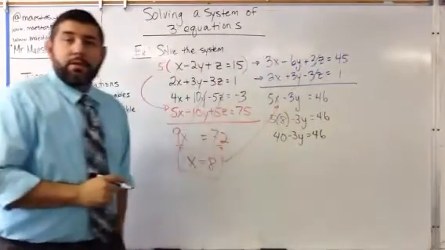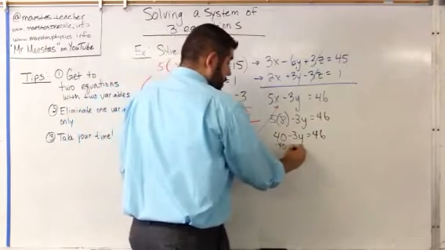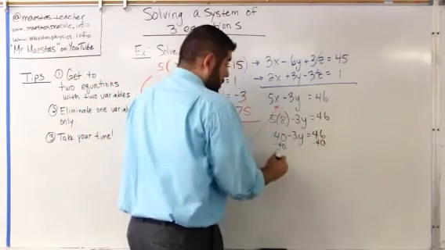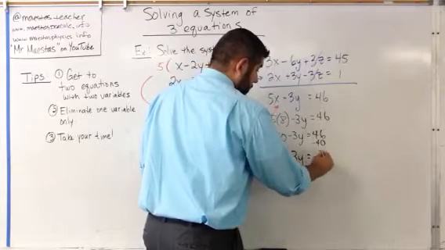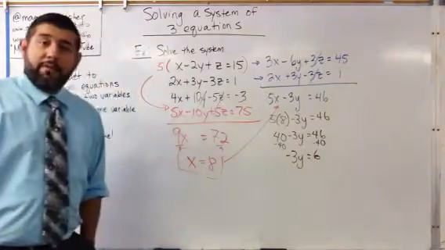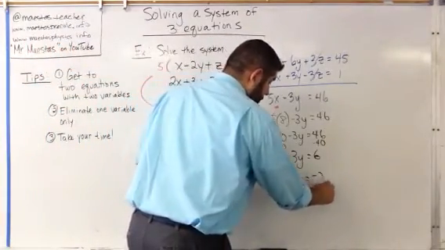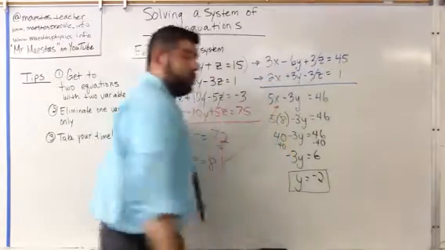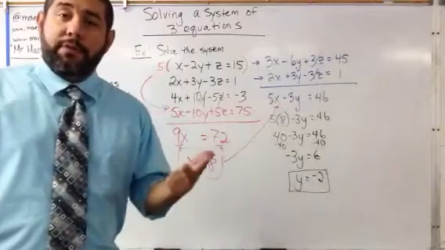46. Subtract 40 from both sides. Positive 6. And then divide by negative 3. And then get y equals negative 2. All right, so we're almost there. We've got x and we've got y. Now all we have to do is find z.